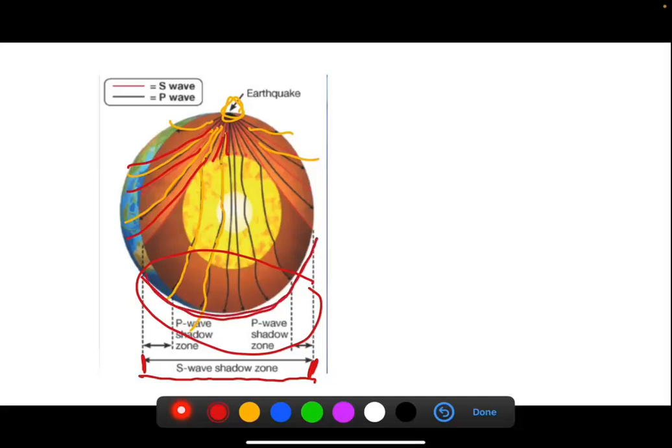And then for our P waves, they have a smaller shadow zone. It's just right here and right here. Because they can go through, they are just a little bit slower going through.